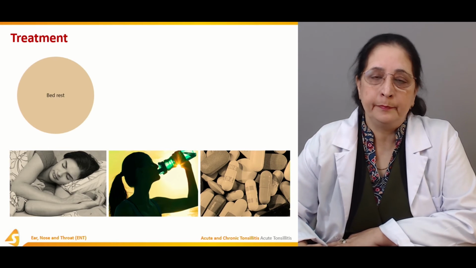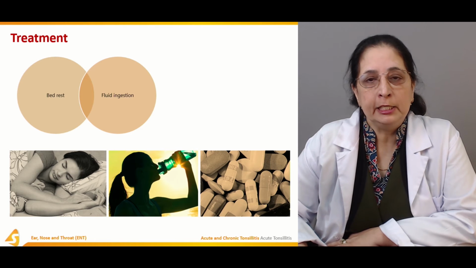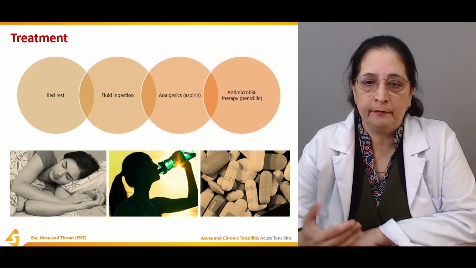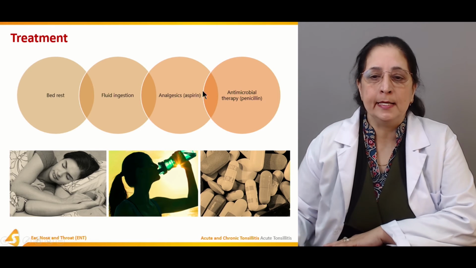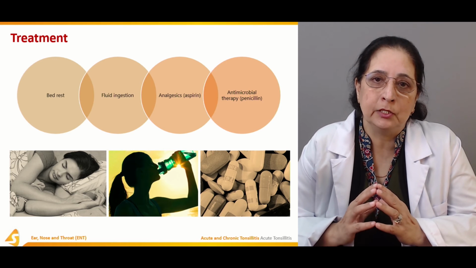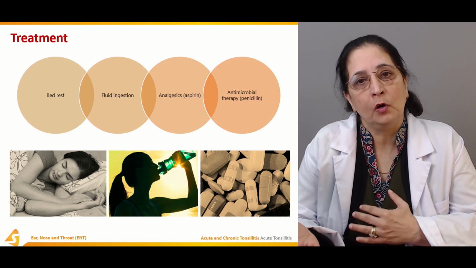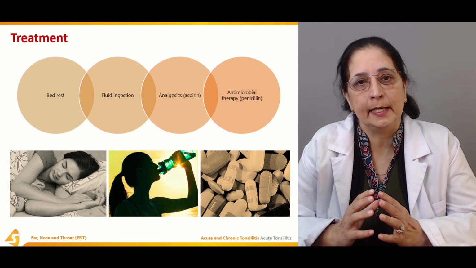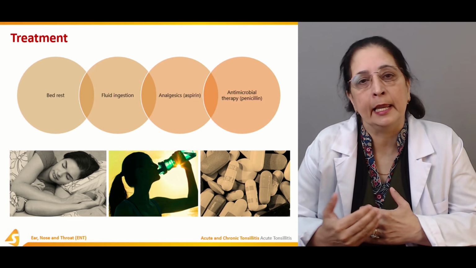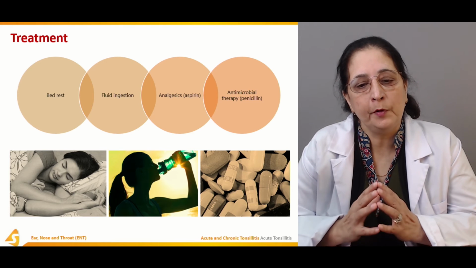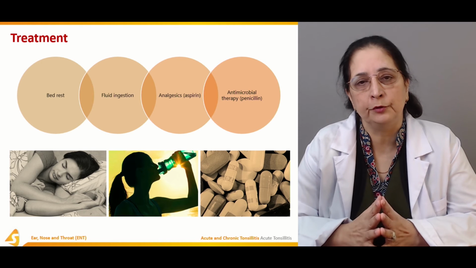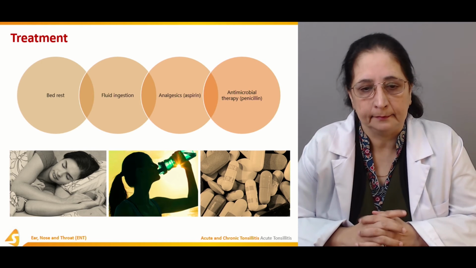Treatment of acute tonsillitis: bed rest is important, fluid ingestion, analgesics like aspirin for pain and fever, antimicrobial penicillin therapy is very, very important. If acute tonsillitis is not treated properly, we will later on talk about the complications of tonsillitis that can occur and that can affect the heart and the kidneys, and they can be very serious sometimes. So proper treatment is important, and the antibiotic of choice is penicillin.